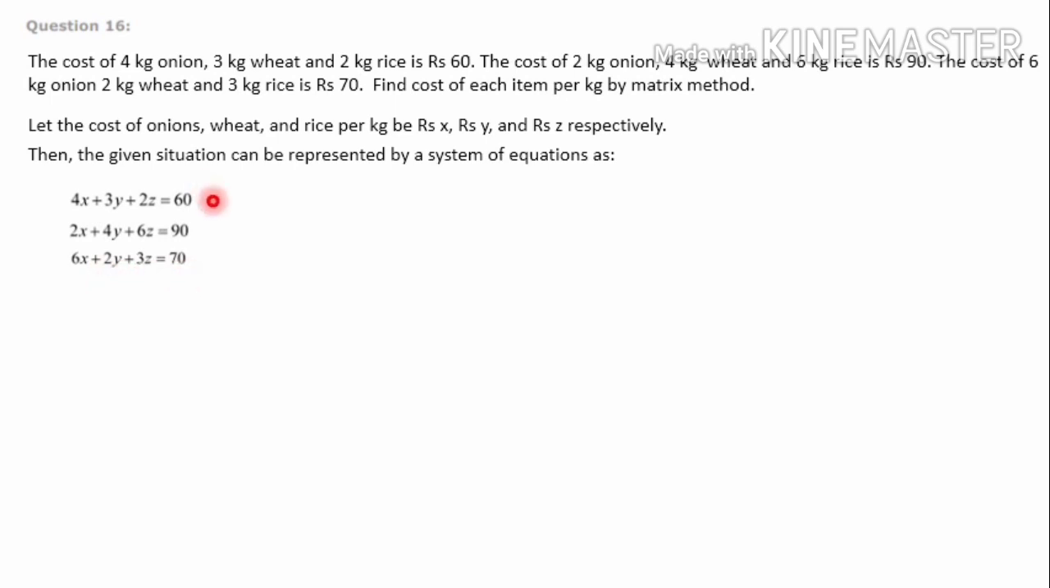Now we have got three equations. By using these three equations and also by using the matrix method, we have to find out the values of x, y, and z. So this one you will do as homework.